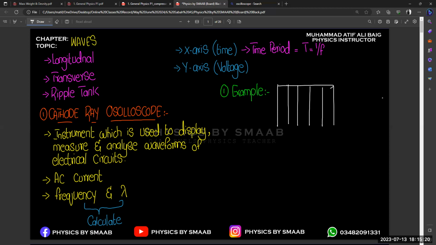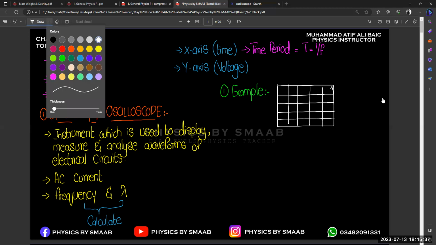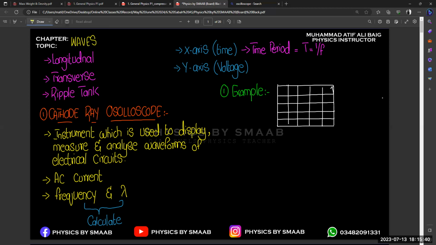Got it. So this will be our y-axis, and same on x-axis like this. So this is a type of pattern that we got on the screen of oscilloscope. Now we just need a wave to record the values. And let's suppose we are getting a wave like this, starting from this point, and it will be moving like this.